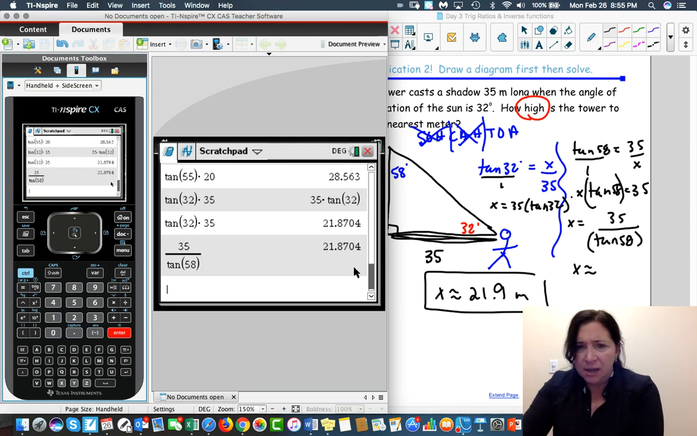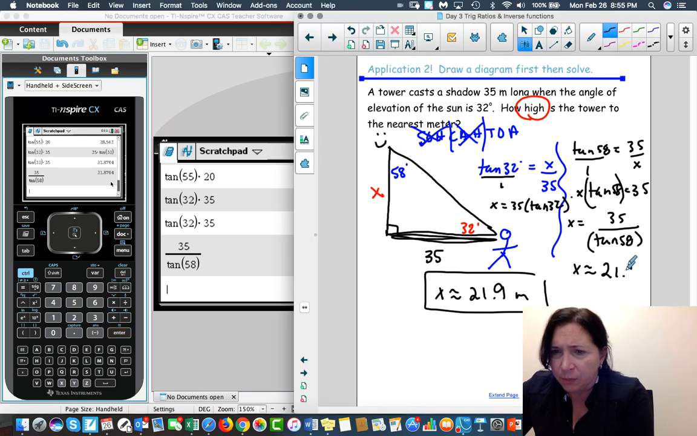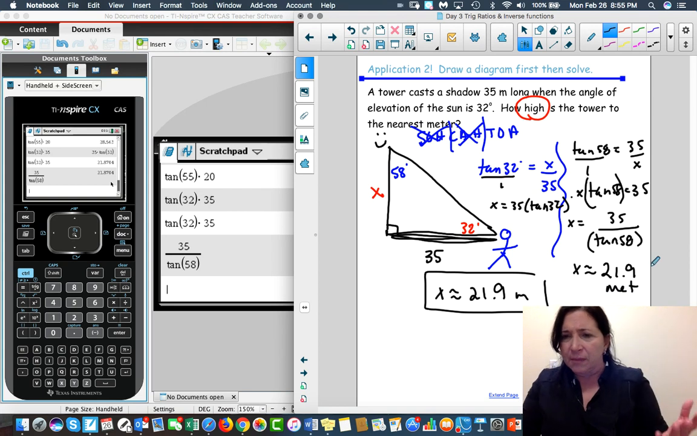Do you see that? 21.87. So that's about 21.9, and that's meters. So I get the same answer.